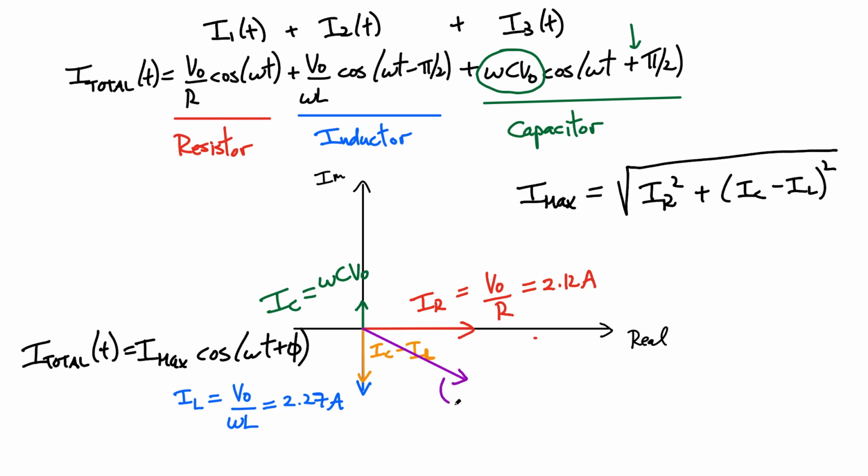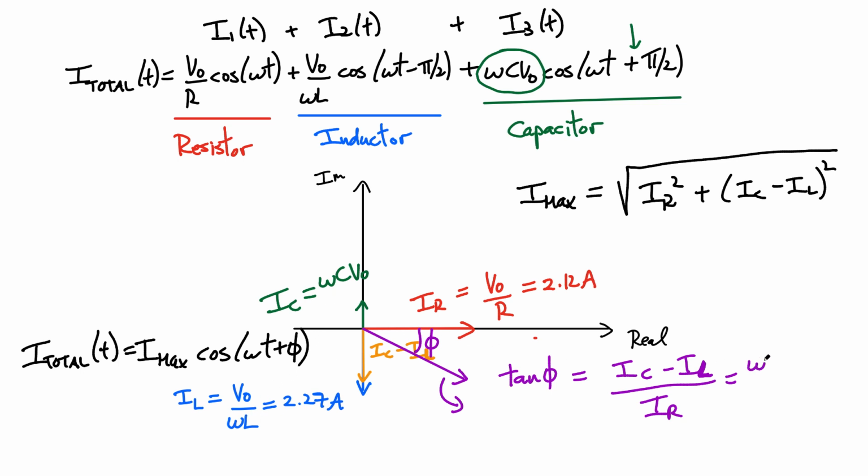And the angle that we're really interested in here, this angle phi, is defined as this quantity over here. So at the end of the day, if I use tangent of phi, tangent of this angle phi equals the opposite. The opposite now is IC minus IL divided by IR. So now we can just substitute in all our magnitudes. IC minus IL, you can go ahead and evaluate this.